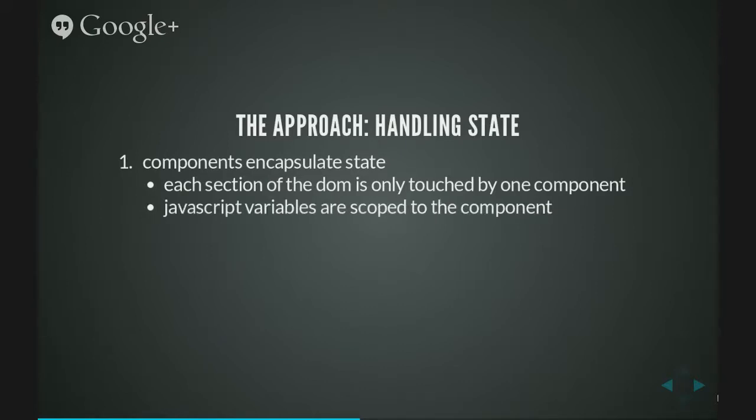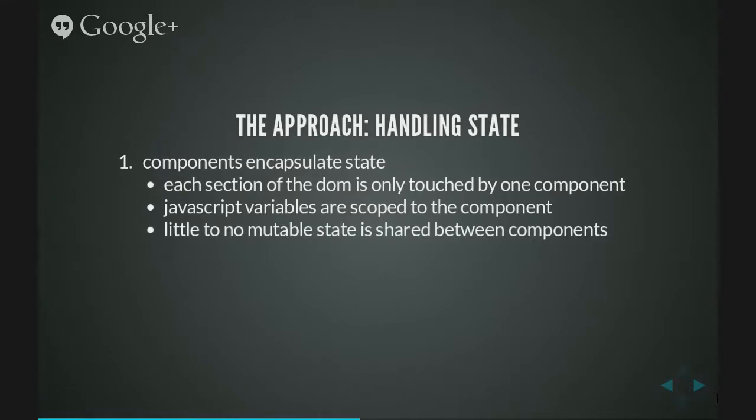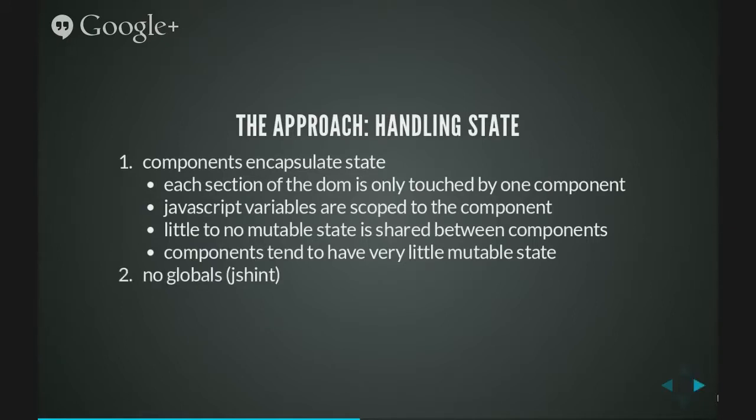Second, JavaScript variables are scoped to the component, so they're not shared inappropriately. There's really little to no mutable state shared between components. Very minimal state. And the components themselves have very little mutable state, usually because they're so small and doing so little. Also, there are no globals. One of the things I'm really big on is using static analysis tools, particularly JS Hint, to make sure I'm not inadvertently depending on globals. I think globals are evil, and JS Hint helps me catch them.